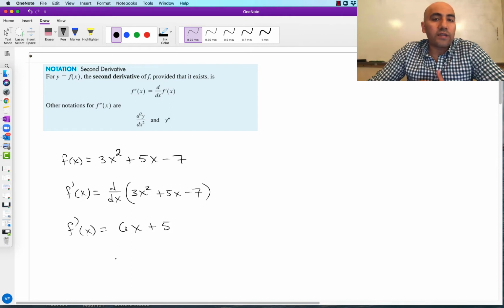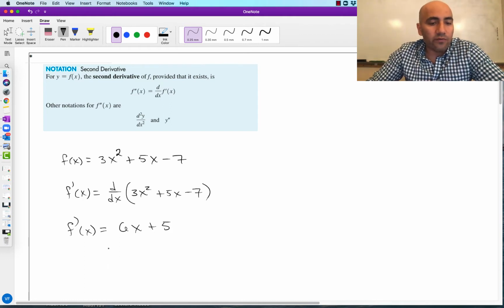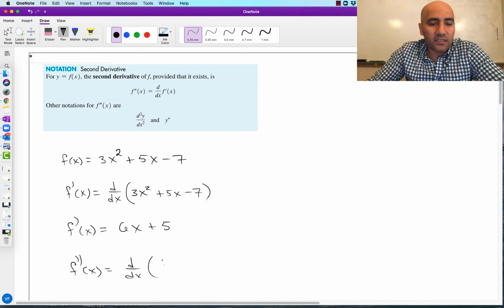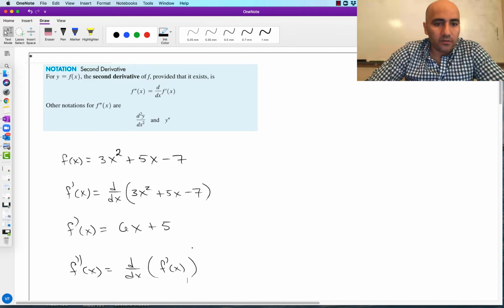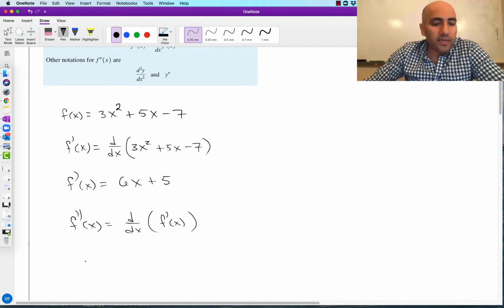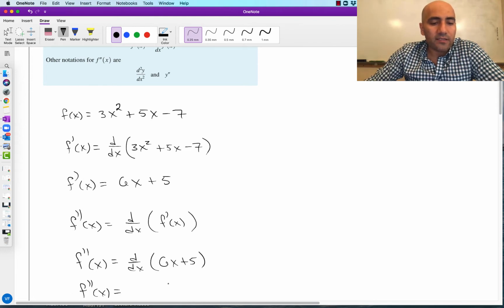Okay, so now in order to get the second derivative, we're going to take the derivative of the derivative, right? So now the second derivative with respect to x is equal to the derivative with respect to x of the first derivative, which is the 6x plus 5. And so now that means that the second derivative of f of x is equal to, well, just 6.